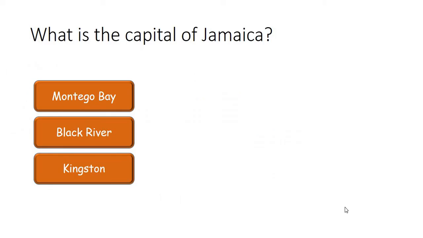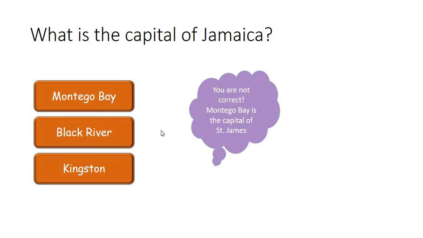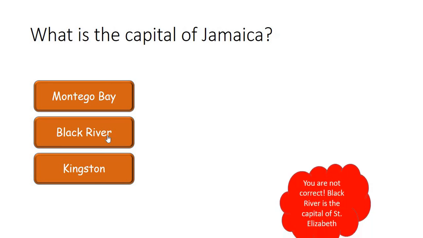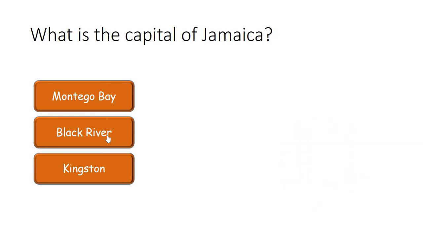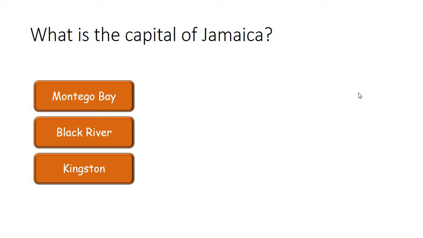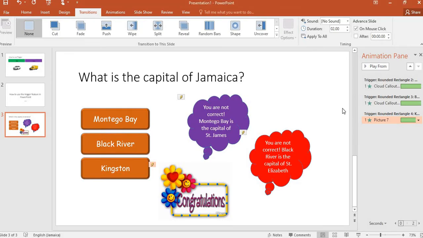So currently you see the information on the slide. The information related to each option is not available. So if I click on Montego Bay, the one related to Montego Bay will come in. If I click on Black River, the one related to Black River will come in. It will take 5 seconds. If you observe, if I click my screen, you will realize that I will move on to the end of my slideshow.